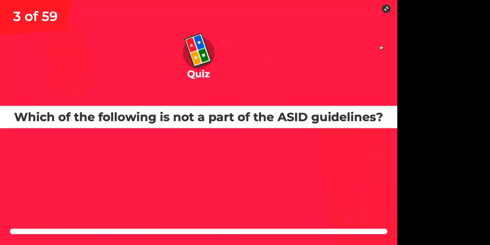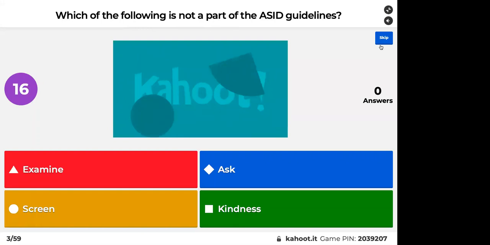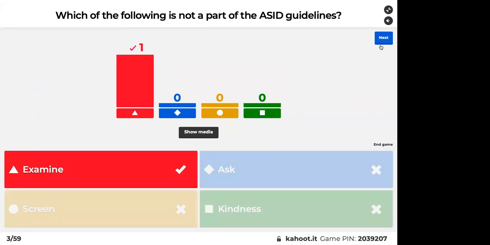Which of the following is not a part of the ACID guideline? Yeah, so the mnemonic that I used to remember the ACID guidelines was ASK. So ask, screen, kindness. So in ask, make sure you ask them about their past history and their overall health up to that point. In screen, make sure you screen them for specific diseases. So I think in the lectures, they talk about screening for schistosomiasis and hepatitis and so on. And then kindness is just about taking into account the fact that they are new to this country and they might not be aware of the healthcare system. So just to try and extend that extra support.